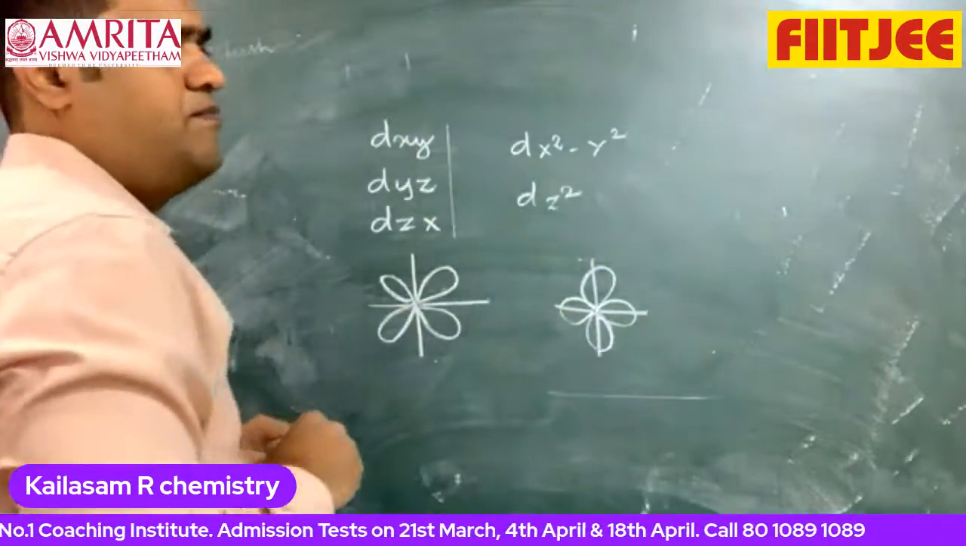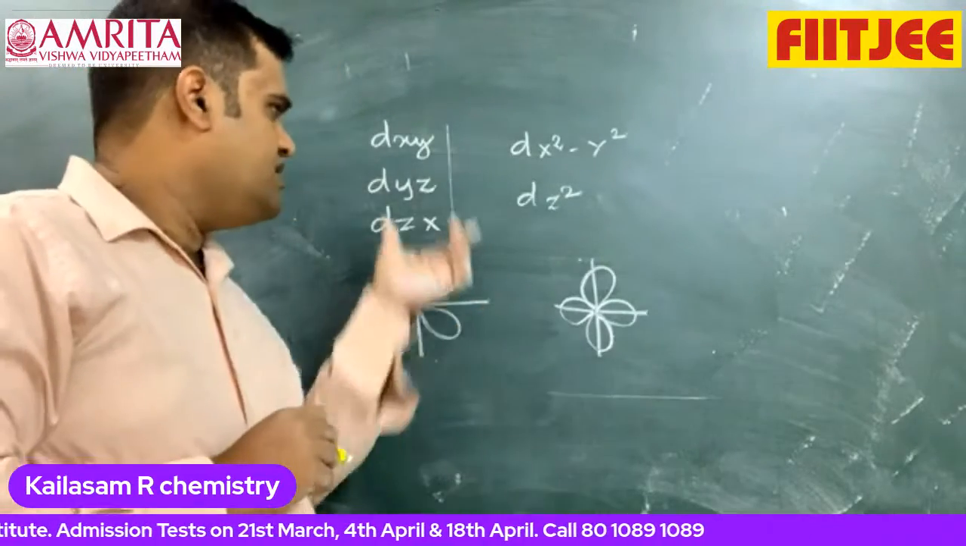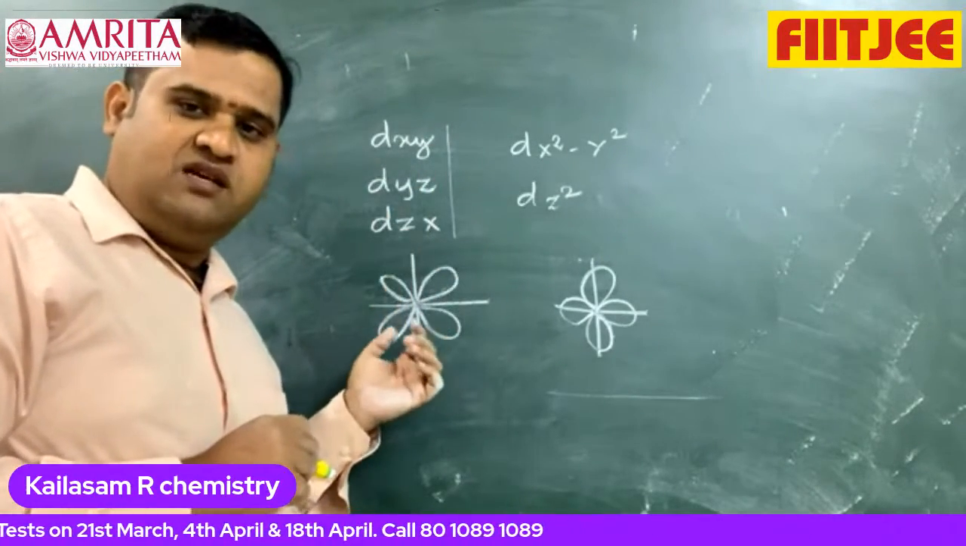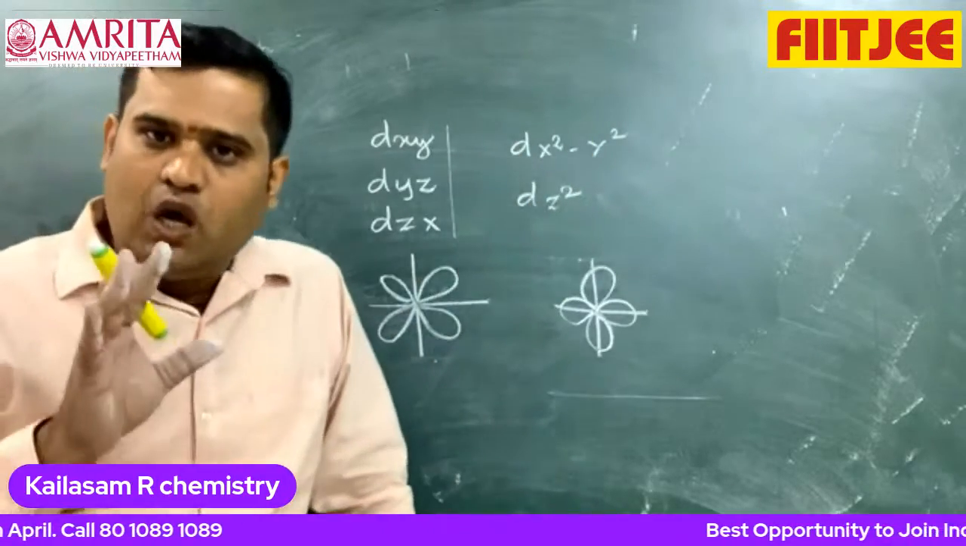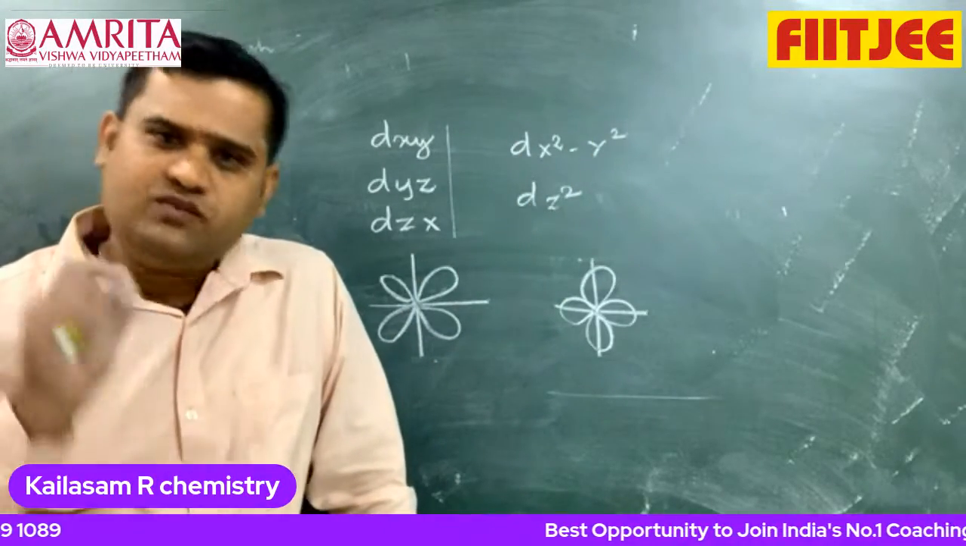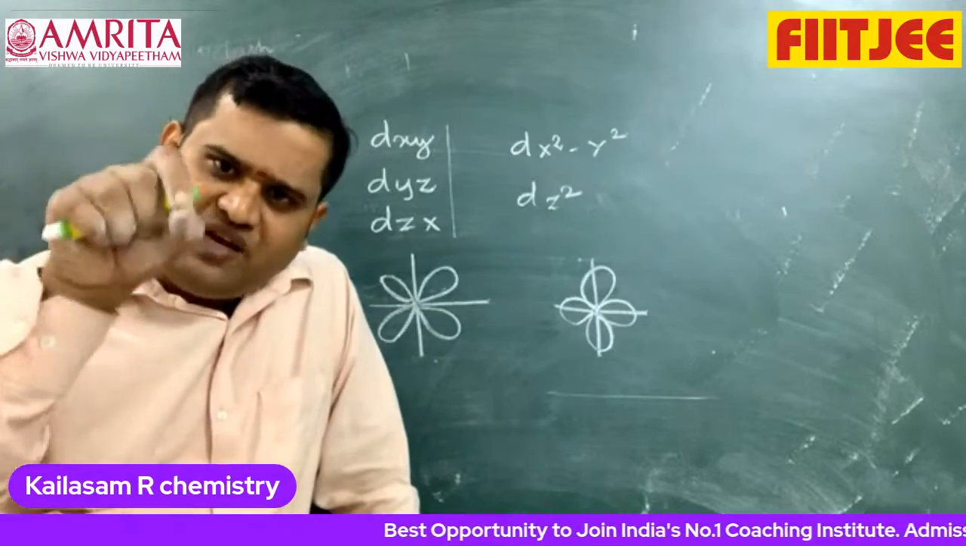That's all. Two orbitals are what we can say along the axis; these three, dxy, dyz, dzx, are between the axes, but these two are what we can say along the axis. Fine. Now we are going on to filling the orbitals.